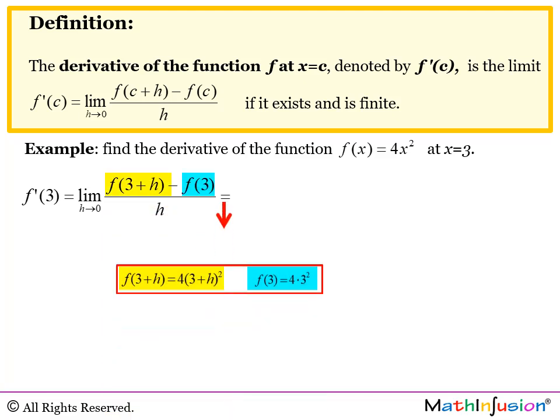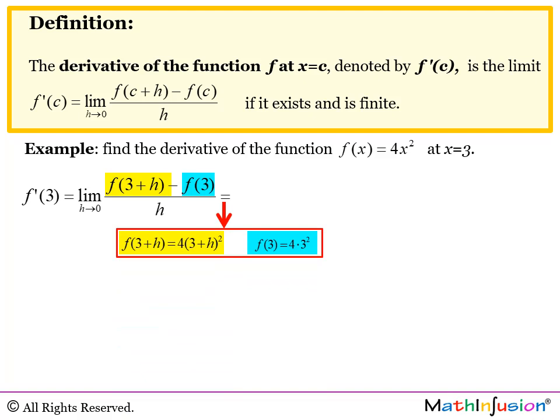So f of 3 plus h is the function f, which is 4x to the power of 2, but instead of x, we have to write 3 plus h. So this is in parentheses, because if you replace x by 3 plus h, then x to the power of 2 is (3 plus h) in parentheses to the power of 2. f of 3 is just the value of the function when x equals 3. So let's substitute this, and we get that.